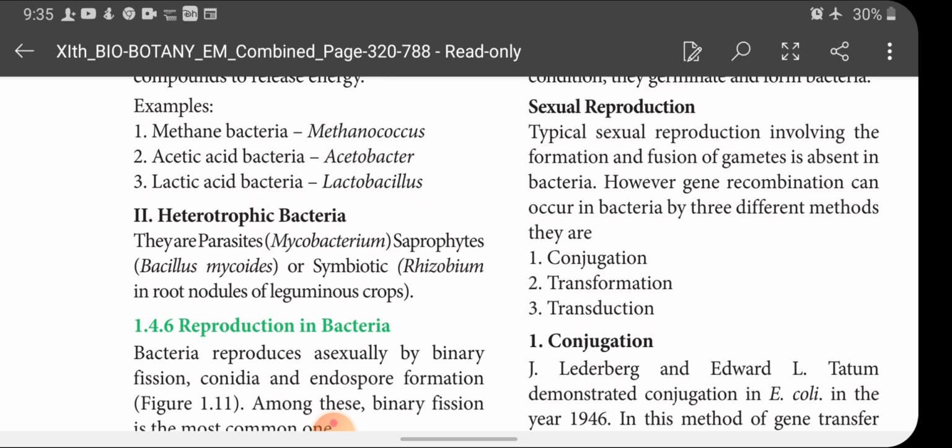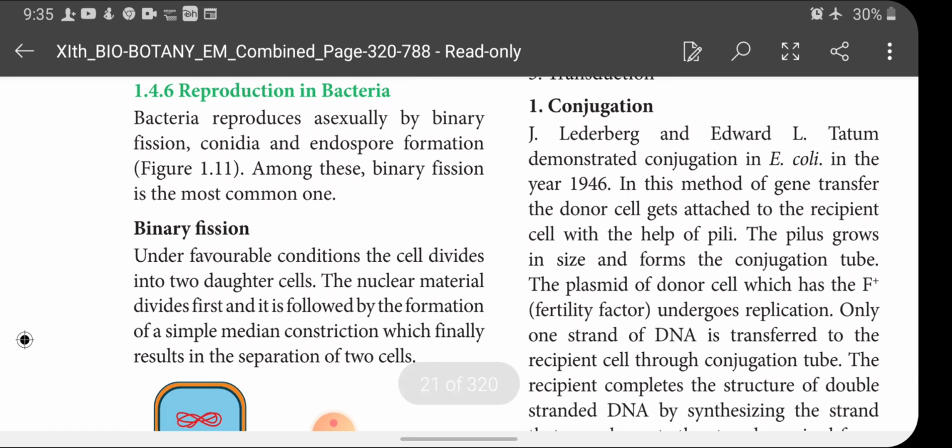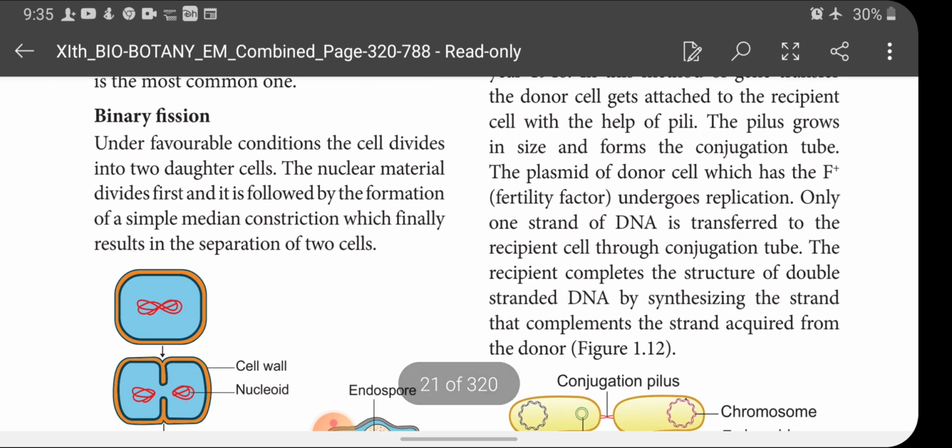Next, reproduction in bacteria. You know very well what is reproduction. Producing young one is called reproduction. Bacteria are reproduced by various methods such as binary fission, gonidia, endospore formation. Among this, binary fission is the most common one. Binary fission, under favorable conditions, the cell divides into two daughter cells. The nuclear material divides first and it is followed by the formation of simple median constriction which finally results in the separation of two cells.